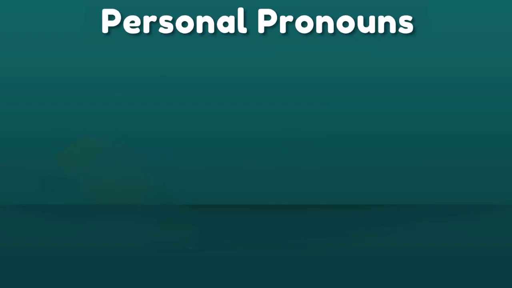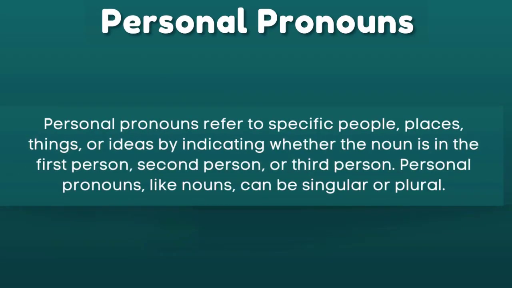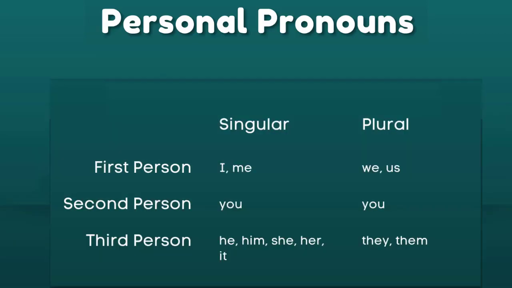Personal pronouns. Personal pronouns refer to specific people, places, things, or ideas by indicating whether the noun is in the first person, second person, or third person. Personal pronouns, like nouns, can be singular or plural. Singular pronouns. First person: I, me. Second person: you. Third person: he, him, she, her, it.